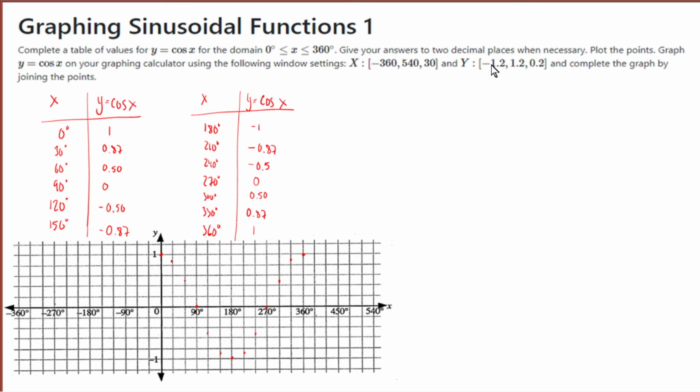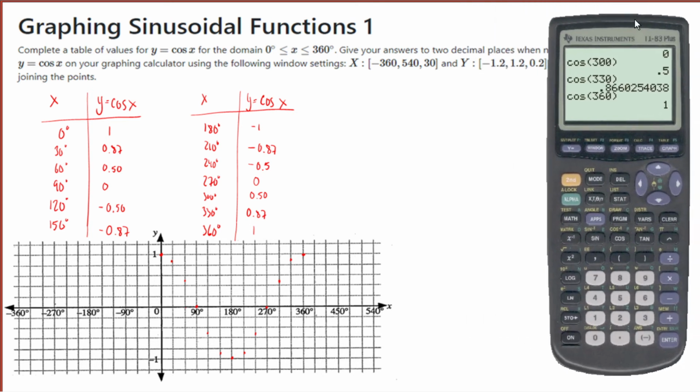Next, they want us to graph y equals cosine of x on our graphing calculator with the following window settings. So there is our graphing calculator. We're going to go into our y equals menu, and we're going to be entering y1 equals cosine of x, closing bracket. Now I can go ahead and graph this, and I'll see something that doesn't look like a sinusoidal function. So we need to change our window settings here.